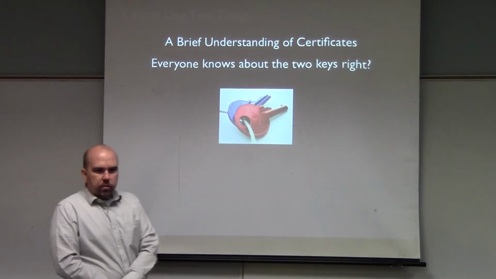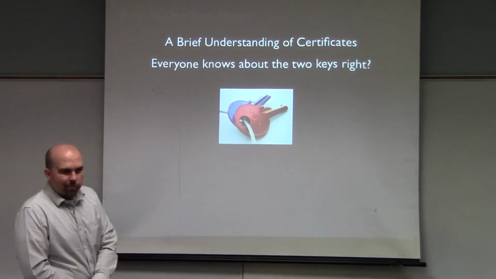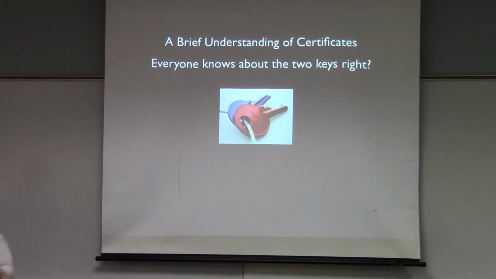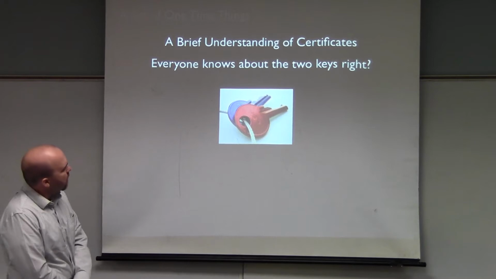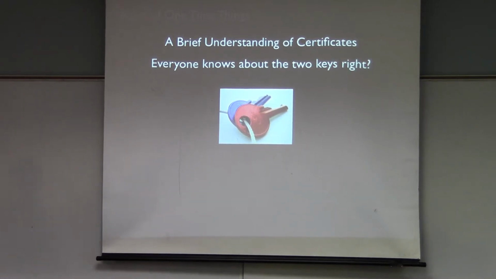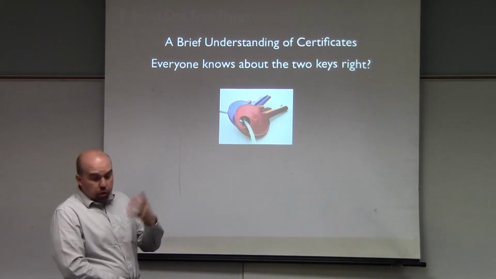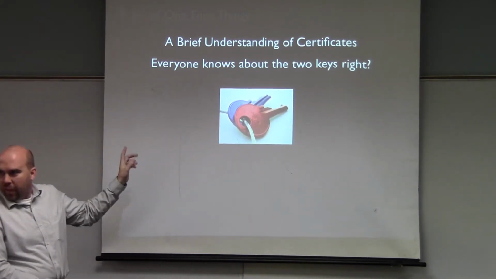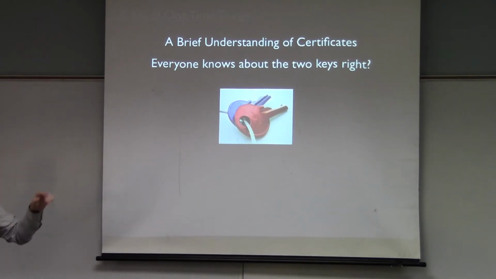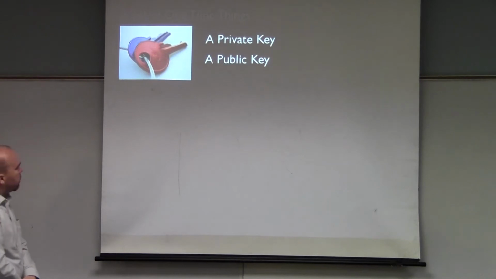Everyone knows about the two keys, right? The private key and the public key. One encrypts and one decrypts. That's pretty much the gist of it, to the extent that most people know. But there's a lot more to that, and it's interesting how Apple takes advantage of this concept. To understand it, you need to understand precisely what those two keys do beyond the encryption and the decryption.